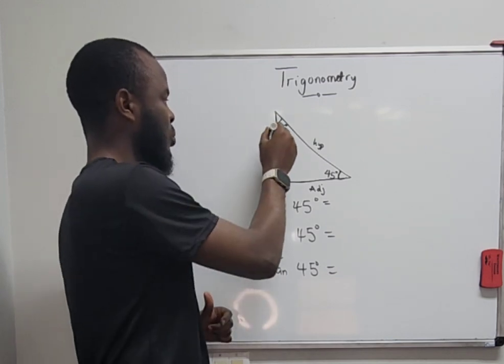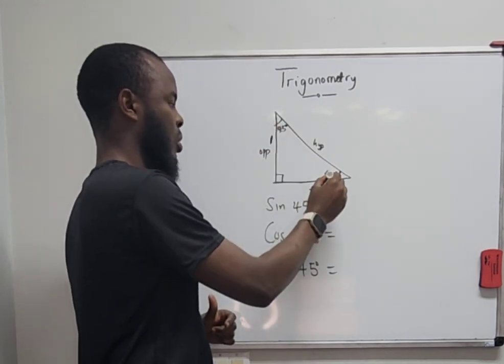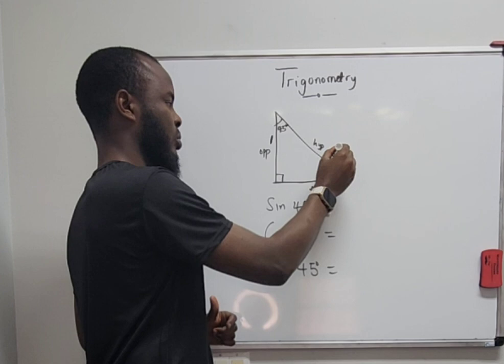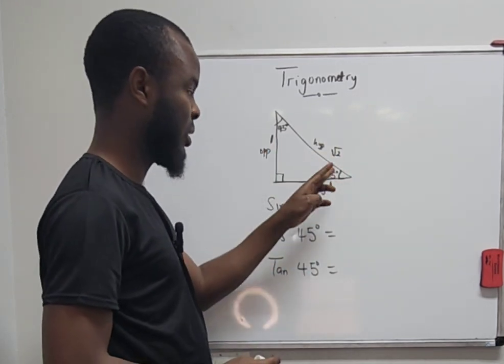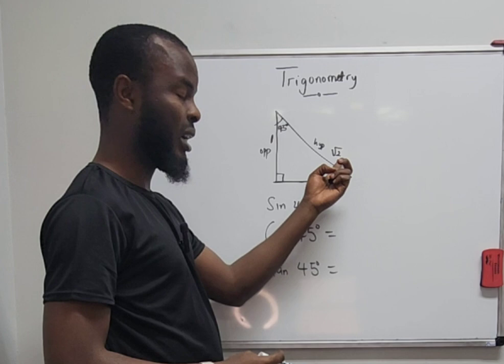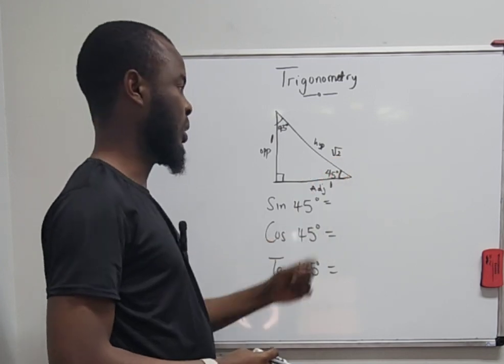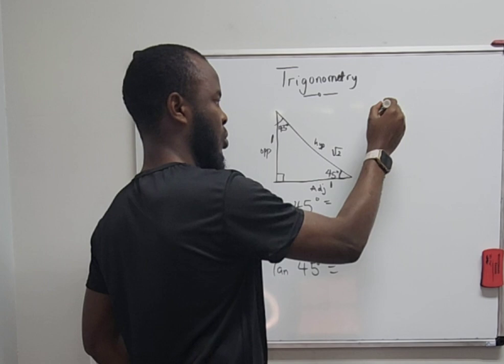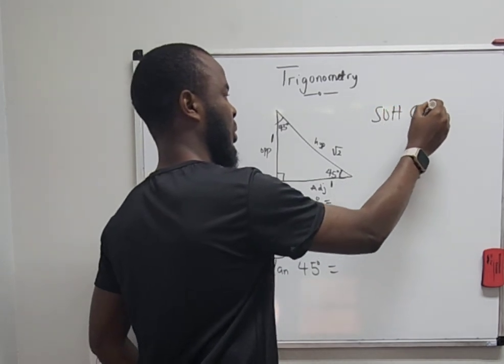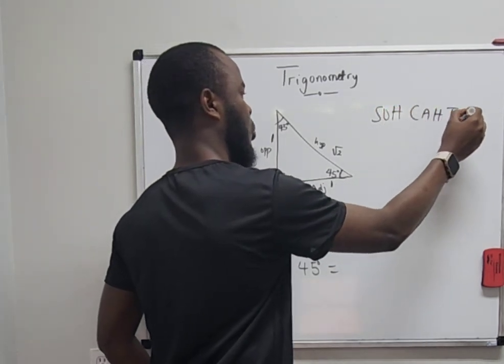And what is the rule for this? Here we have this to be 1, 1, and square root of 2. You can use Pythagoras theorem. Here we just have this to be 1, 1. And if you use Pythagoras theorem, you have this to be square root of 2. Okay, we've talked about that in the previous class. And here I'm going to use SOHCAHTOA.